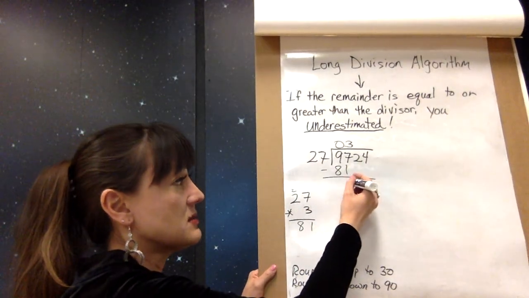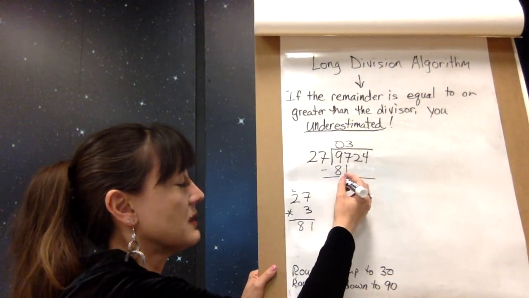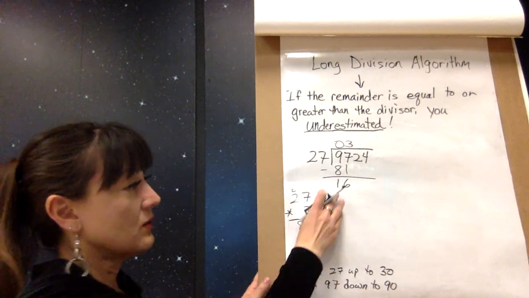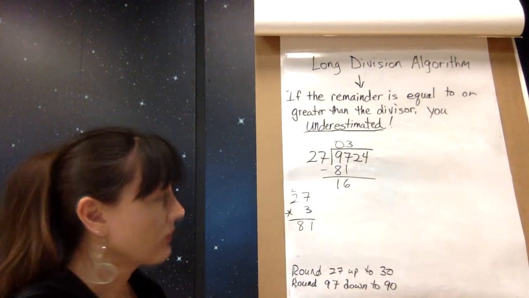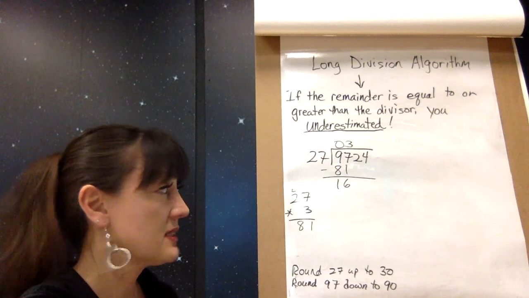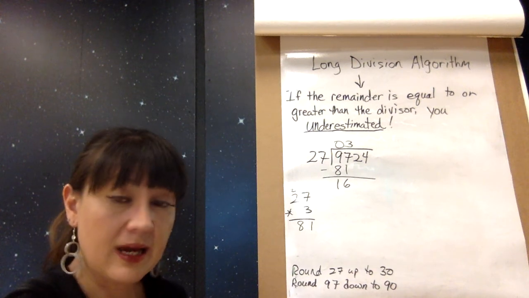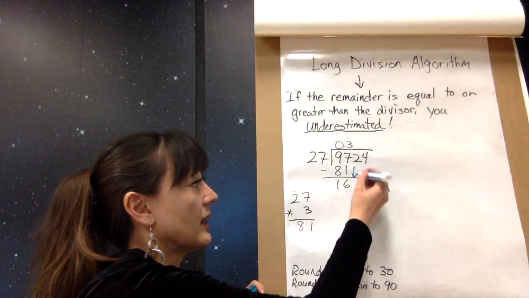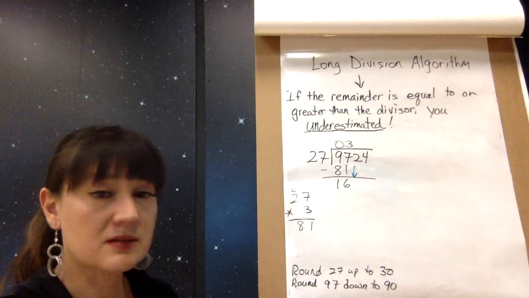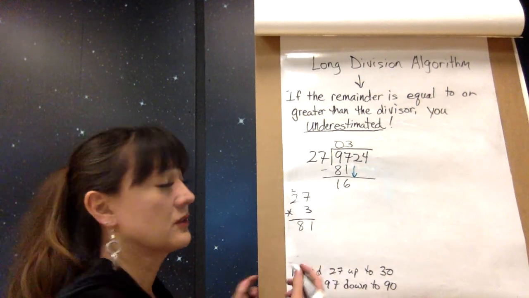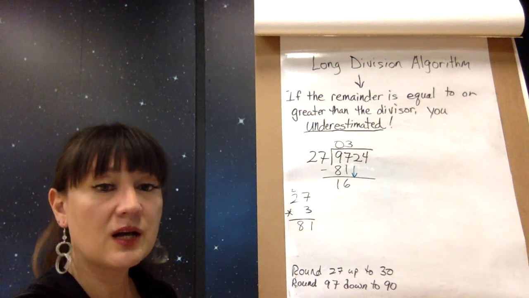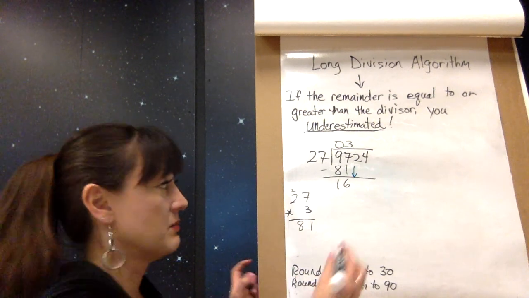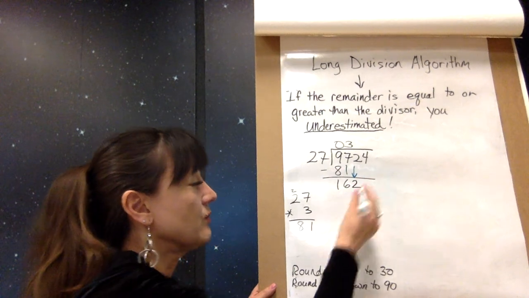So 7 minus 1 is 6, and 9 minus 8 is 1. And so 16 is smaller than 27, so we're good to go. And now I'm going to bring down that 2. And that will create our new number to divide. This is the next step. Remember, long division algorithms are a series of steps. So bring down the 2.